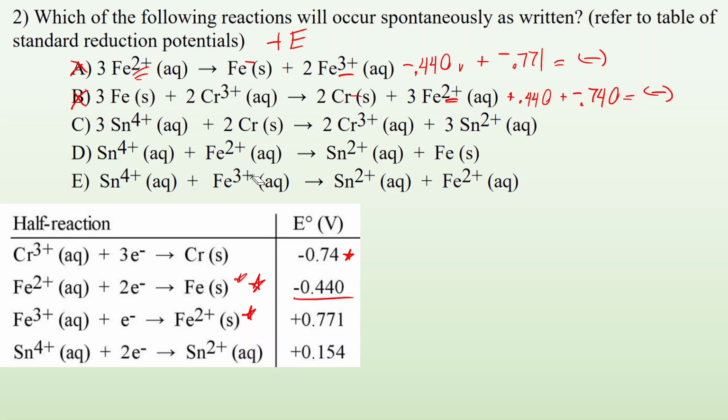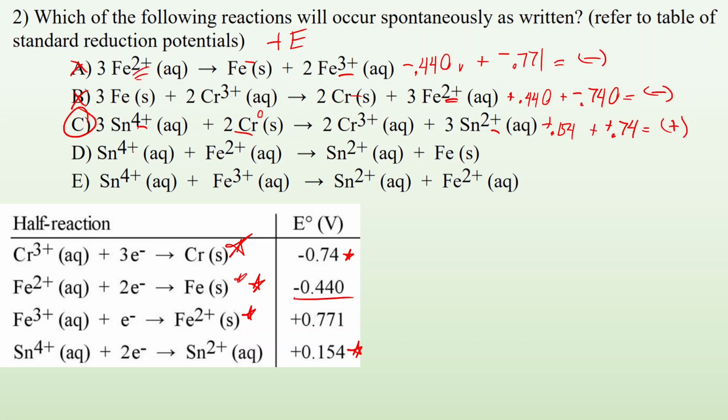Let's check out choice C. I have tin plus 4 becoming tin plus 2. That's a reduction, and I find it right here, with a potential of a positive 0.154. Let's see what's happening with the other thing. Chromium starts at 0 and goes to plus 3, so it's the opposite of this process, so it's a positive 0.74. When I combine those, I end up with a positive E. So it's looking like C is pretty good. Let's check the rest of them.